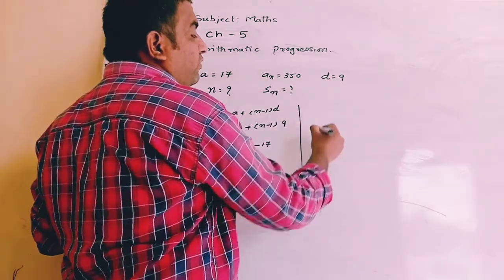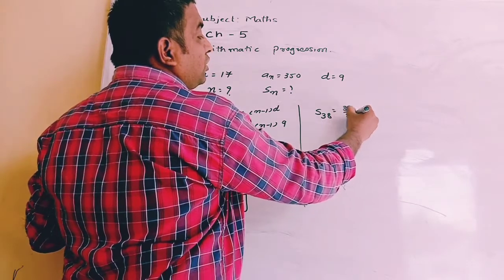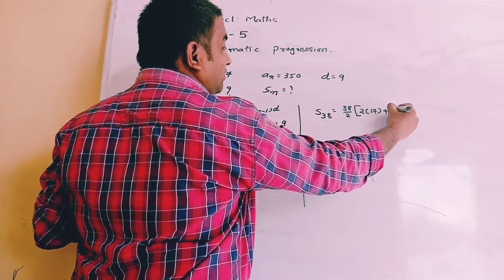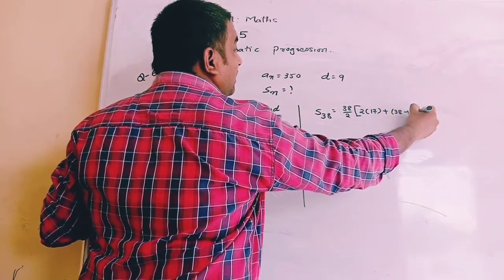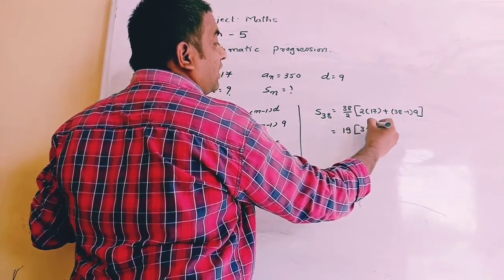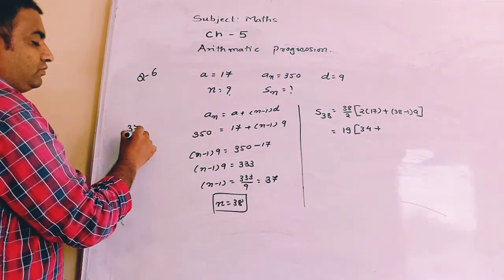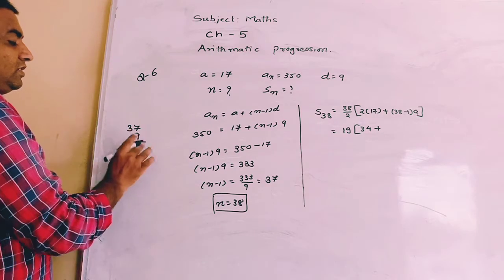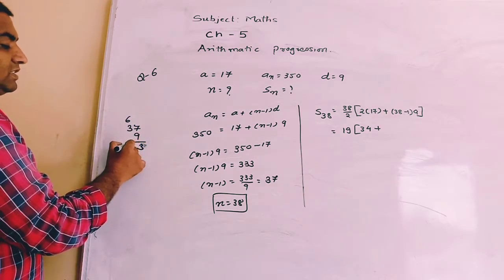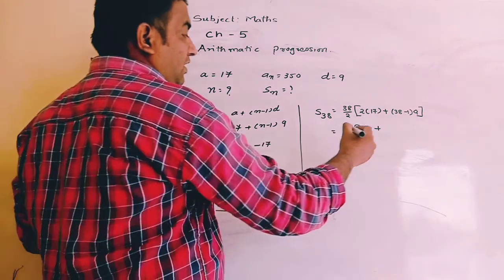So the sum of 38 terms, S38 equals 38 by 2, into 2a, that means 2 into 17, plus n minus 1, so 38 minus 1, into 9. So it will be 19 into 34 plus 37 into 9. So 9 7s are 63, and here 6. 3 9s are 27 and 6, 33. And so it is 333.